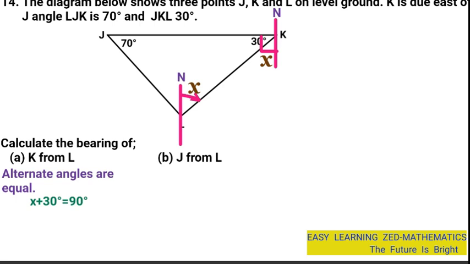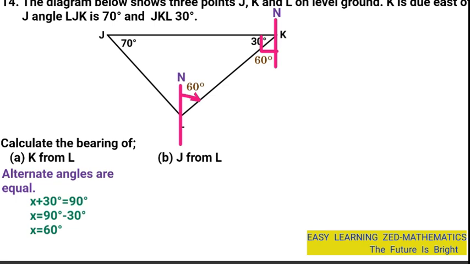So I'm going to write x is equal to 90 degrees minus 30 degrees. Then x is going to be 60 degrees. So the value of x, or both x's, is 60 degrees. So here I'm going to put 60 degrees, and there I'm going to put 60 degrees. So the bearing of K from L is 60 degrees. So 60 degrees was the answer for question A.